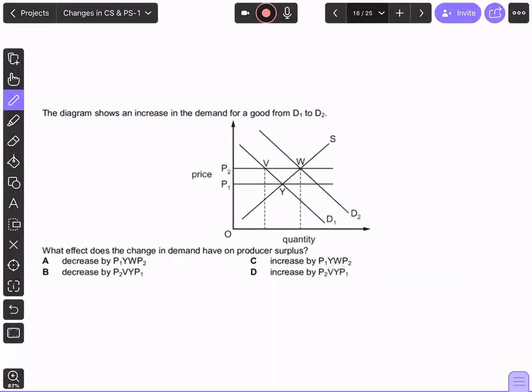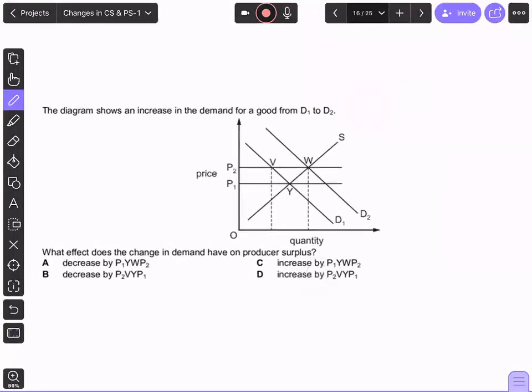The diagram shows an increase in the demand curve. D1 से D2 चला गया भाई. What effect does this change have? Change in demand have on the producer surplus. अगर demand increase हो रही है, so consumer producer surplus किस तरह से change होगा?